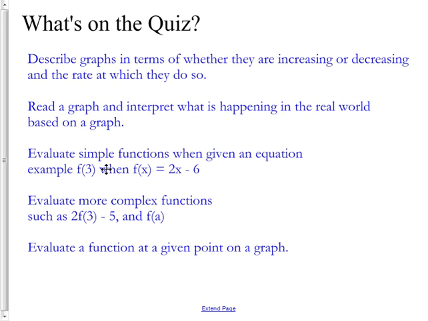All right, so what's on the quiz tomorrow? One of the things is this increasing and decreasing and the rate at which they do so. Let me show you one of those.